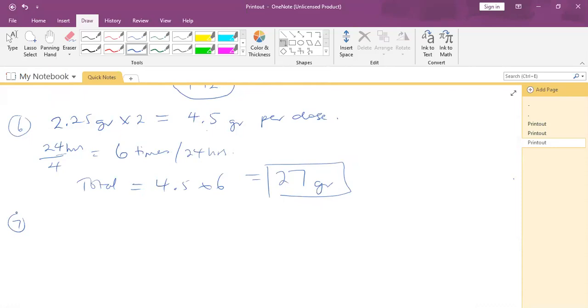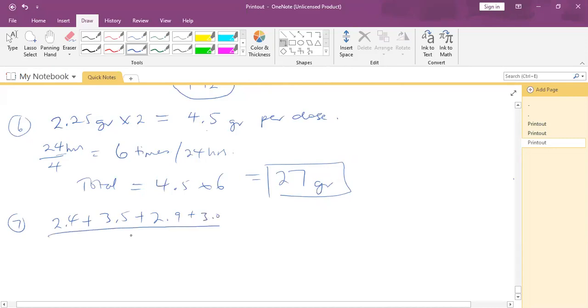2.95. Okay. So here you're finding the average, right? The average is you add all the numbers and divide by the number of items that you have. So add 2.4 plus 3.5 plus 2.9 plus 3.0, and then there are four items, so you divide all this by four. You can use a calculator to do that. You get a total, divide by four, and then you should get 2.95 pounds per week.